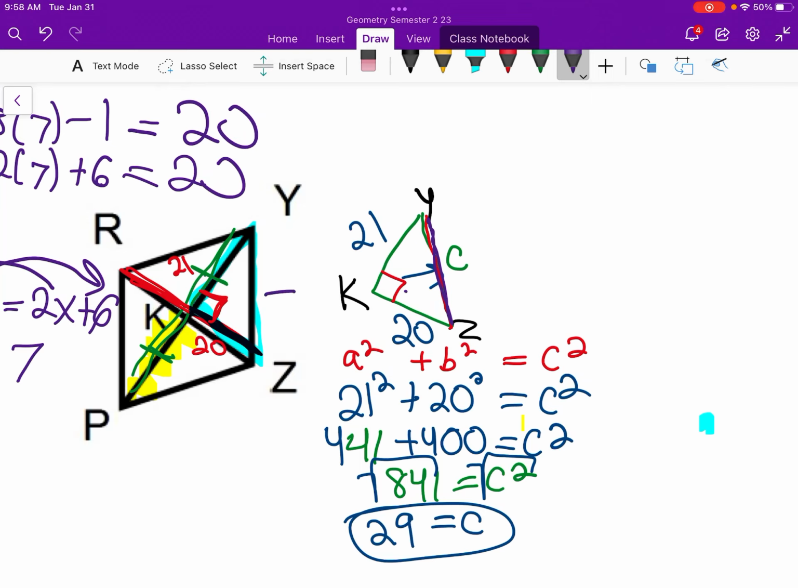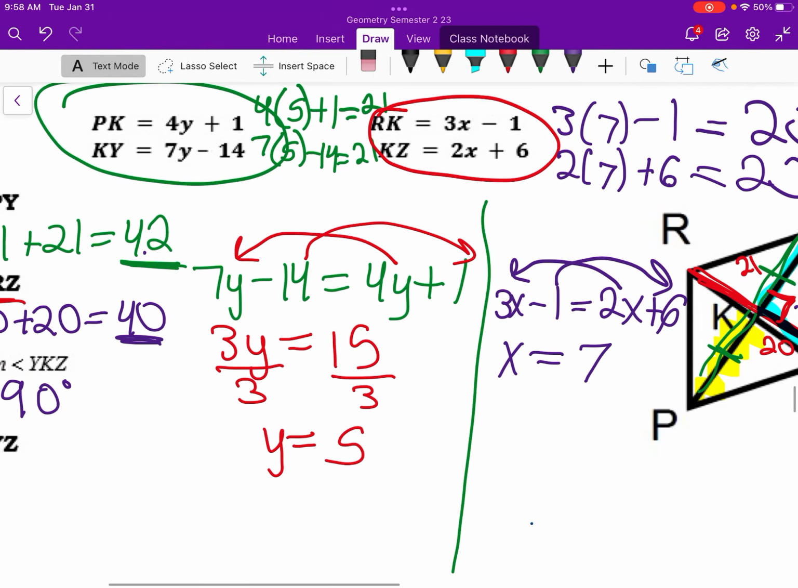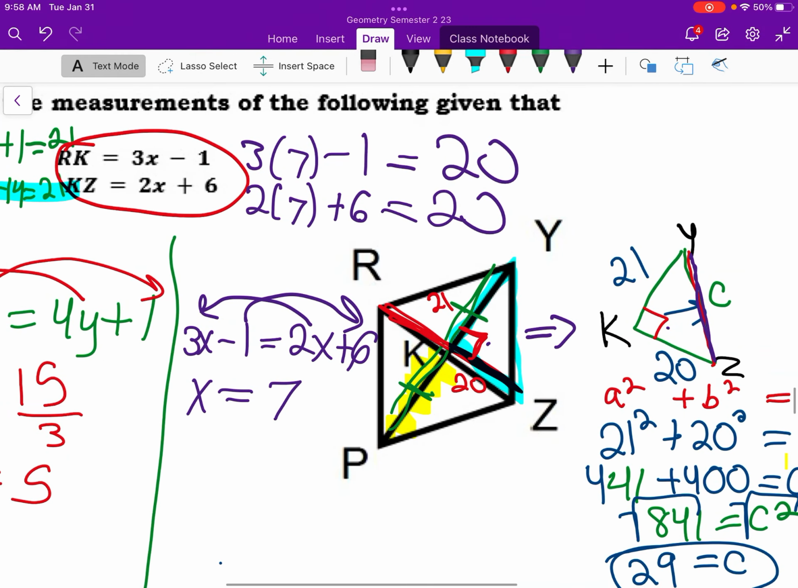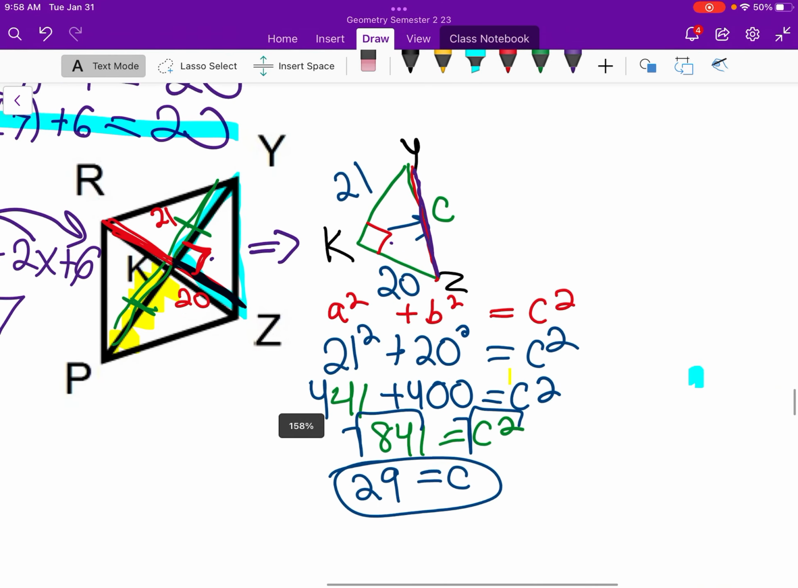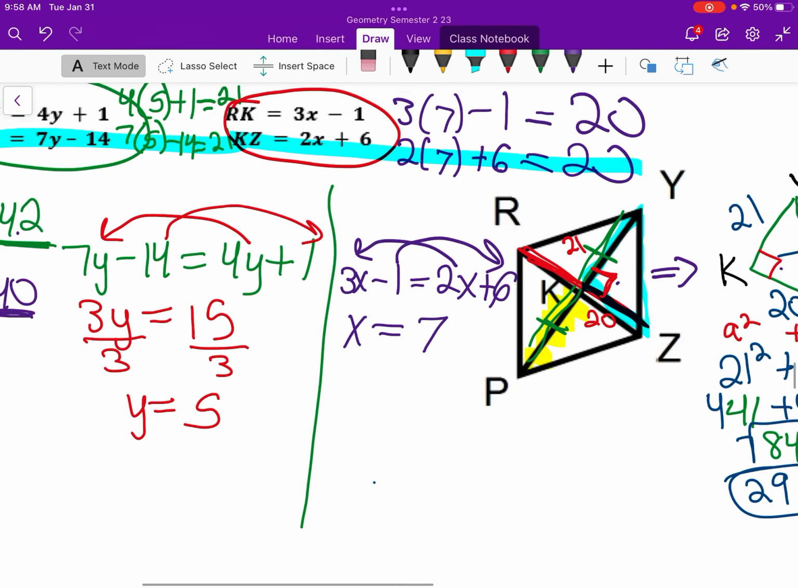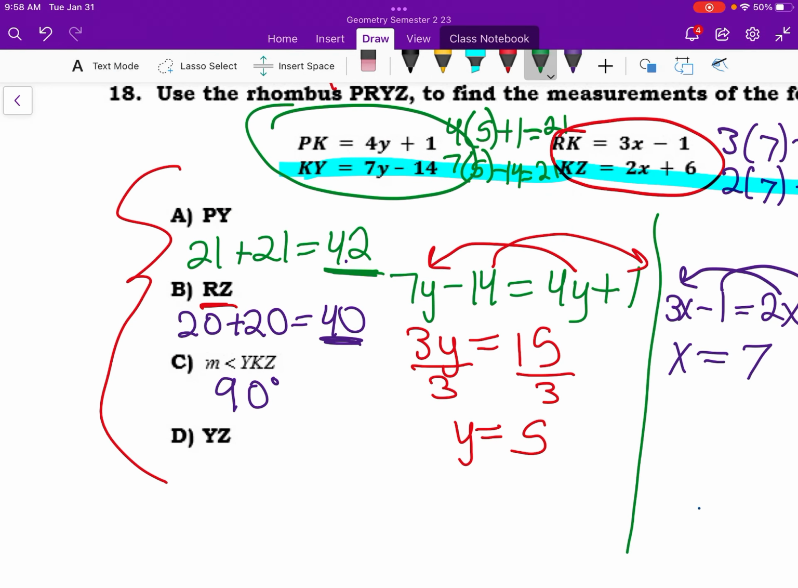So this blue triangle, this blue one I highlighted, is over here. Okay? I found out what each of these parts were worth by going back up here. KY right here. KY was 21. And I found out that KZ right here was 20. So I grabbed those two pieces and I found out that C was 29. 29, the length was 29.